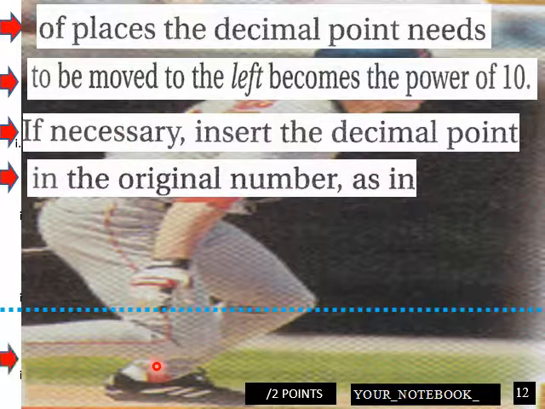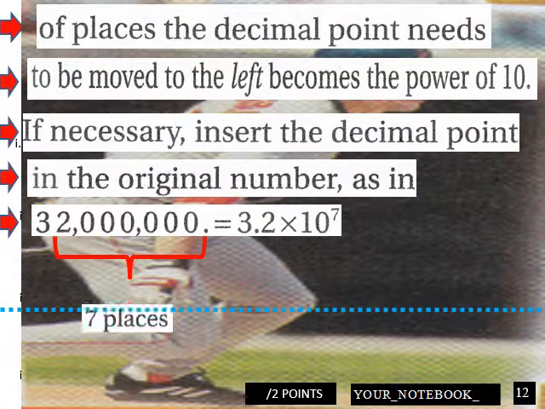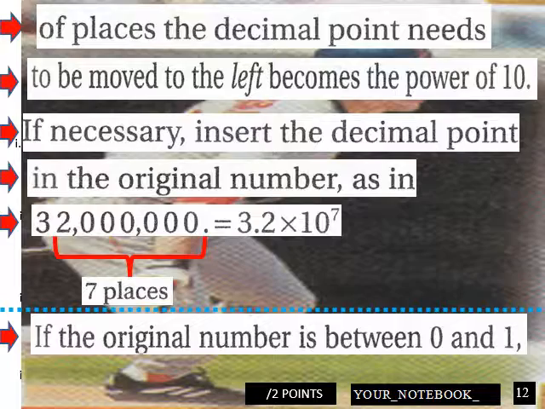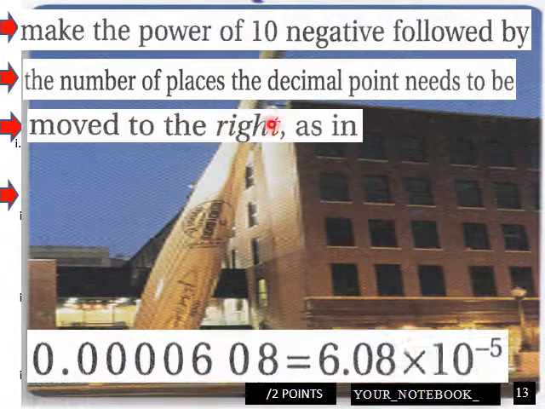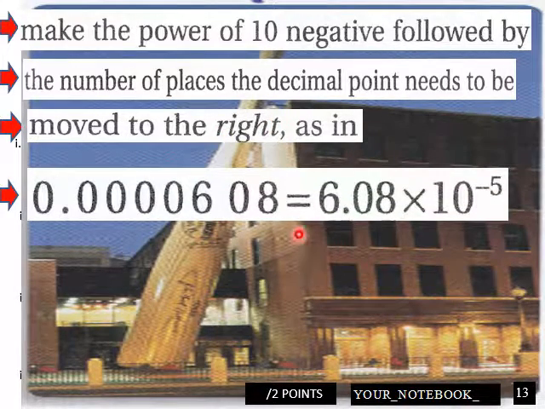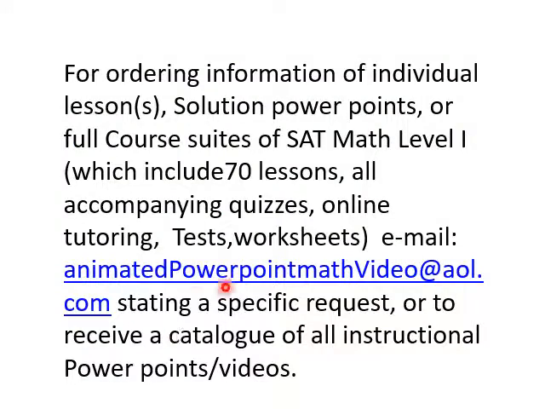If necessary, insert the decimal point in the original number, as in here. 3.2 times 10 to the 7th. We got 6 here and then 1 digit here. If the number is between 0 and 1, make the power of 10 negative, followed by the number of places the decimal point needs to be moved to the right, as in this number here, 6.08 times 10 to the negative 5. So we're 5 digits to the right of the decimal.